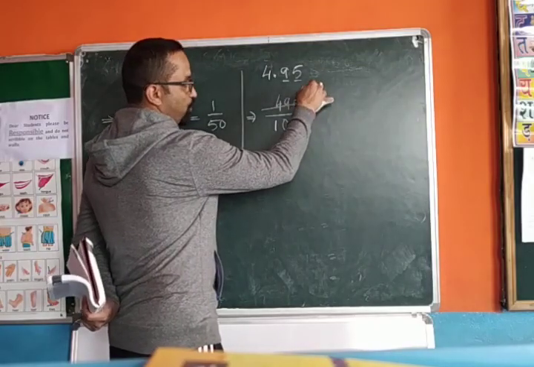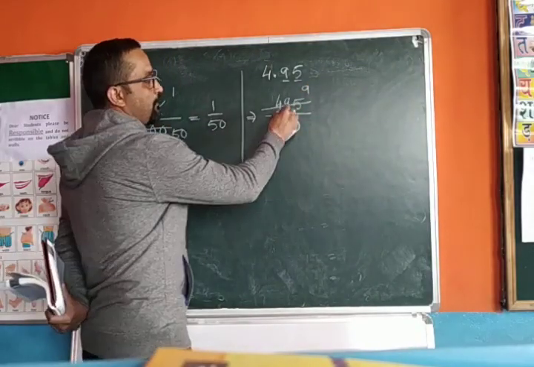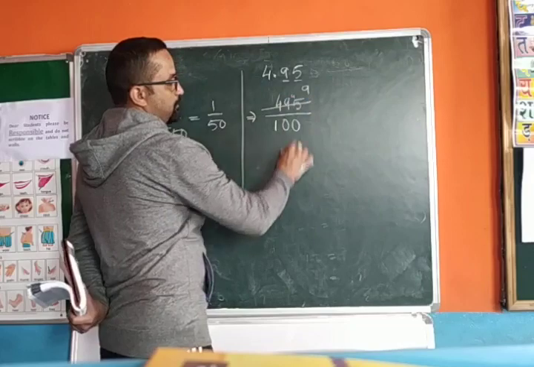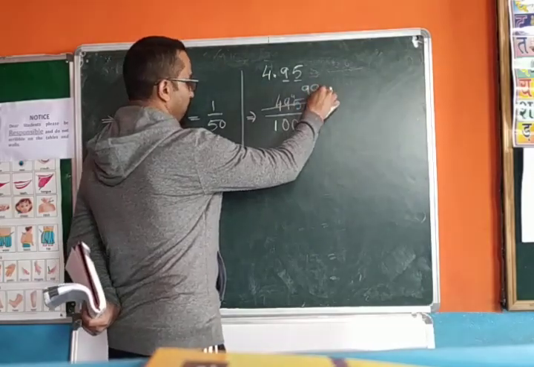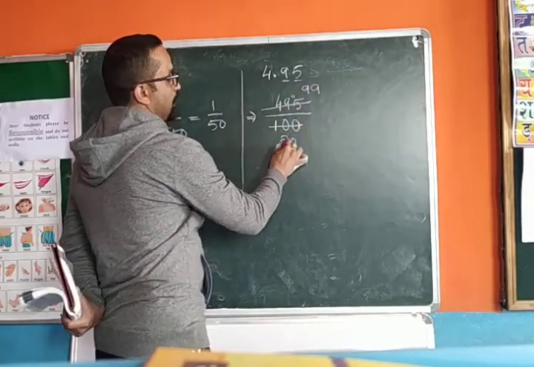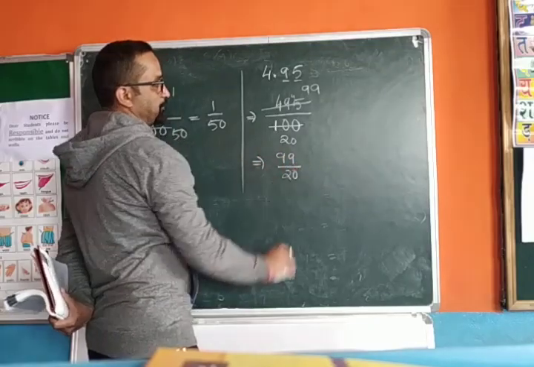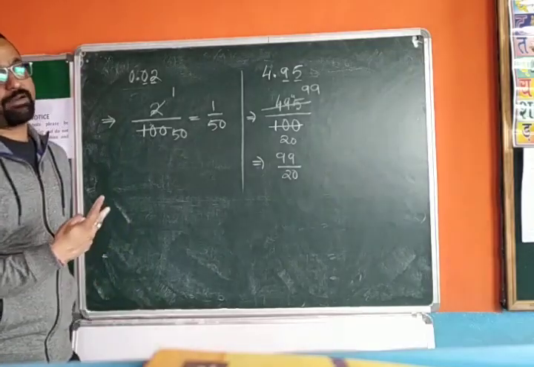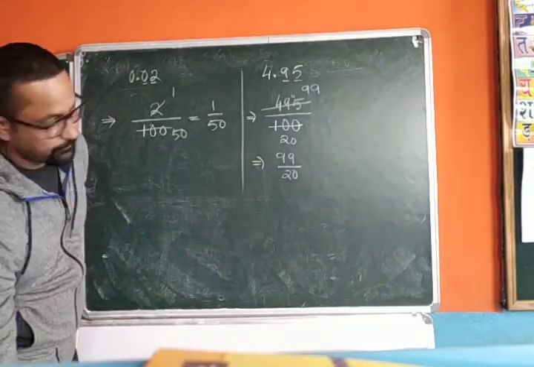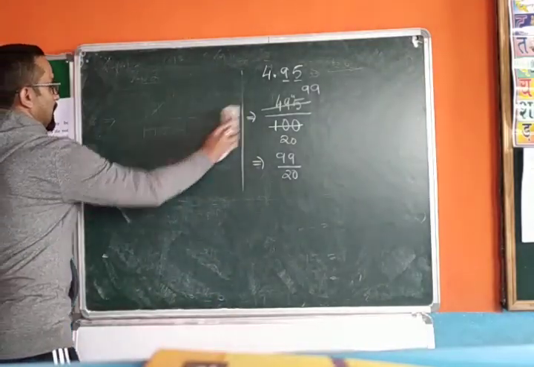5 9s are 45, 4 is left. 5 9s are 45. 5 20s are 100. It is 99 divided by 20. Lowest value of the fraction. Third example.